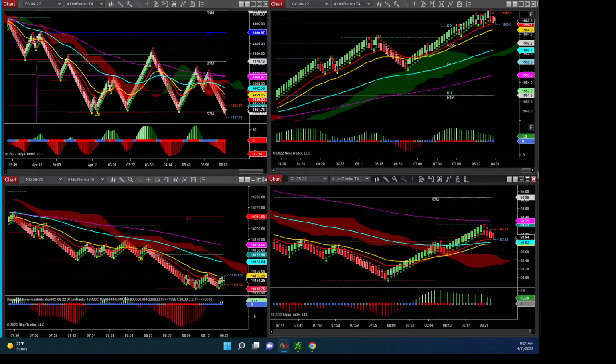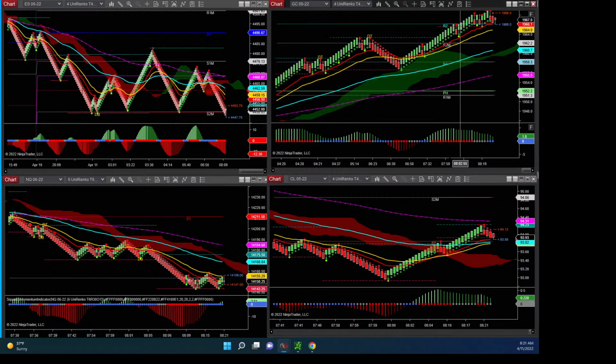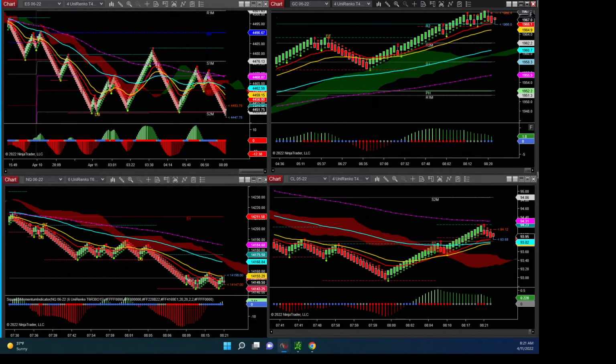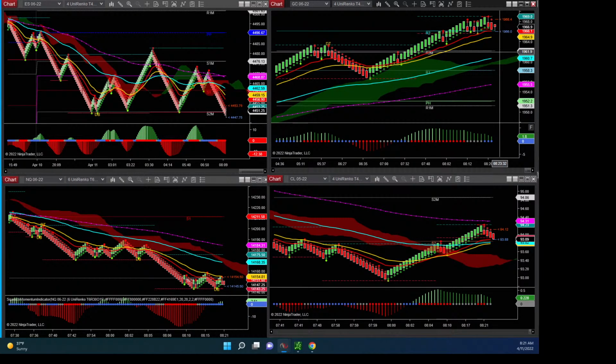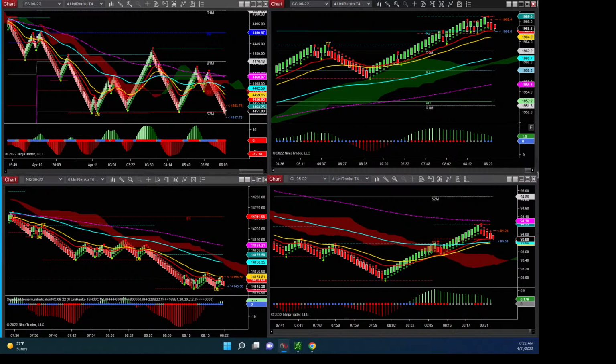Crude is moving down again. And gold is in the range now. Just the gold bit open in gold. Let's see what it does in the first 30 minutes. Momentum is down.